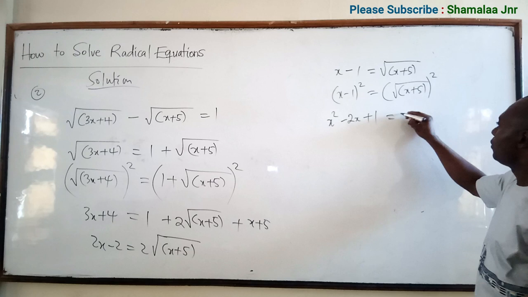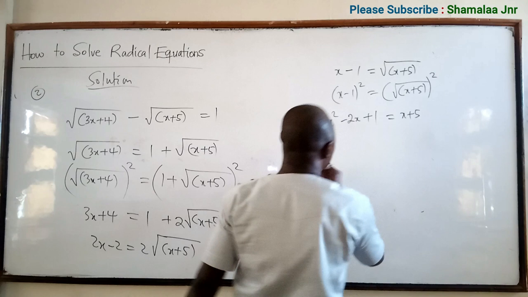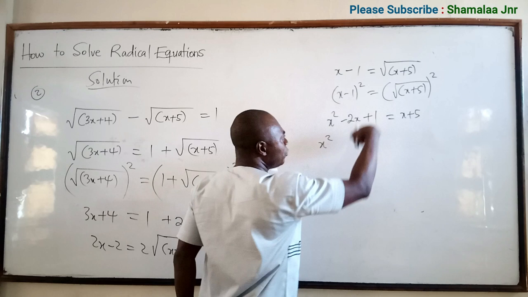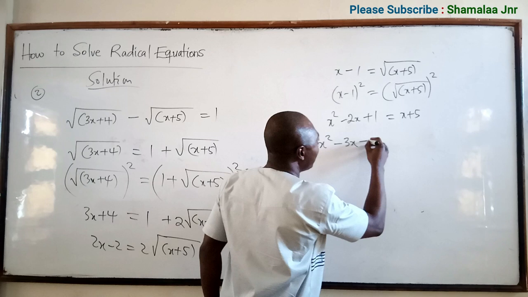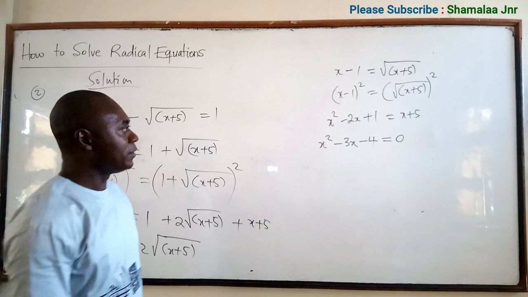Now let's take everything to this side. This one will be x squared, negative 2x. When this x crosses, you get negative 3x. This is 1. When the 5 crosses the equality sign, it will be negative 5. So that will make this one negative 4, equal to 0. That's 1 minus 5.